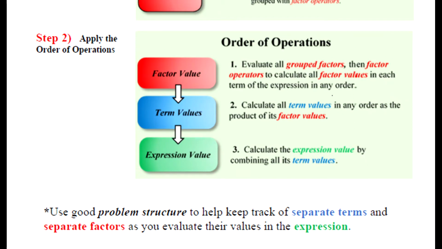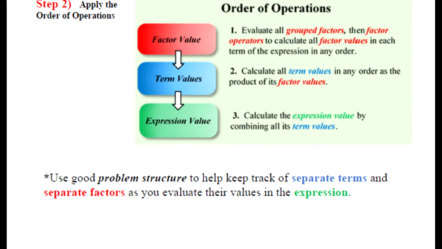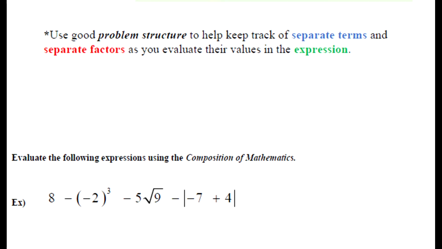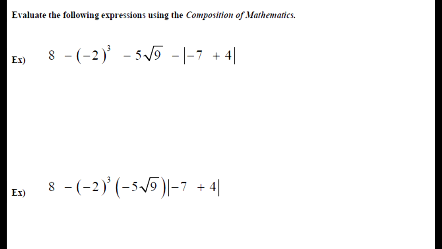So in terms of math, a mathematical expression is made up of terms, terms are made up of factors. I need to know all the factor values of each term before I can find the value of that term. The order in which you do this does not matter. The value of the expression is then just the sum of all of its term values. And again, when you combine these term values, it doesn't matter what order. So it helps us with problem structure. We just want to keep track of the separate terms and factors. So let's look at a few more complicated expressions and see what we mean by this.